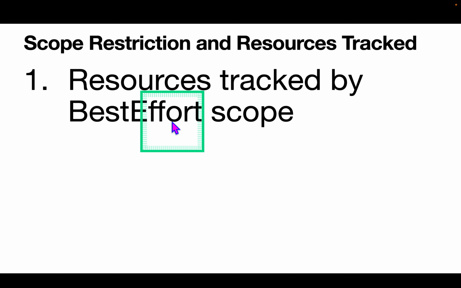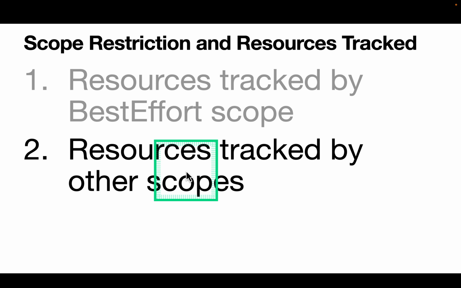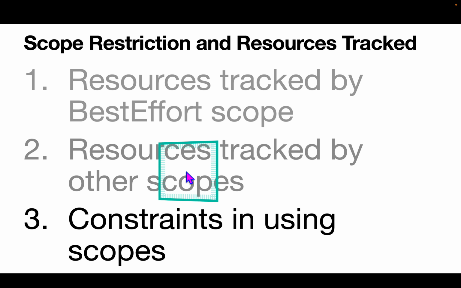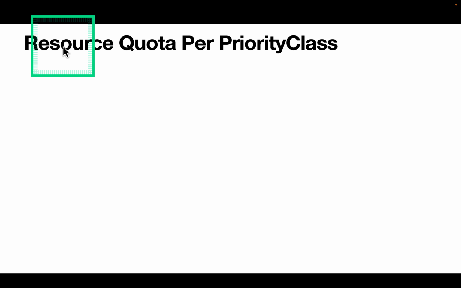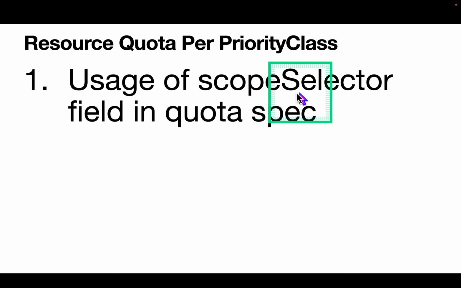Okay, scope restriction and resources tracked. The best effort scope restricts a quota to tracking only pods. The terminating, not best effort, and priority class scopes restrict a quota to tracking resources including pods, CPU, memory, requests.cpu, requests.memory, limits.cpu, and limits.memory. Constraints such as not being able to specify both the terminating and not terminating scopes in the same quota apply.